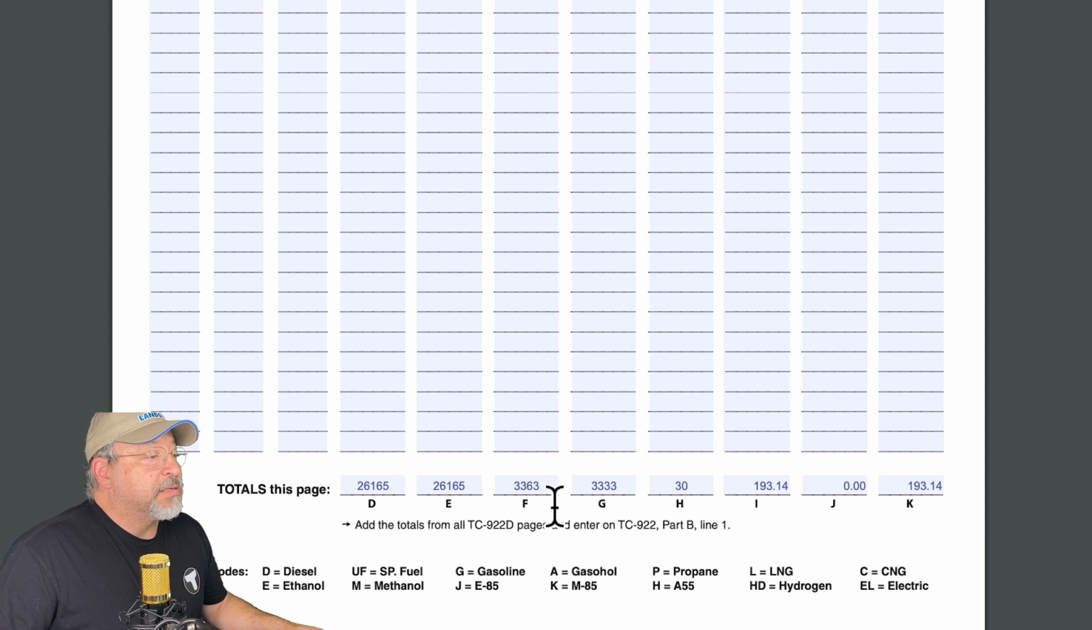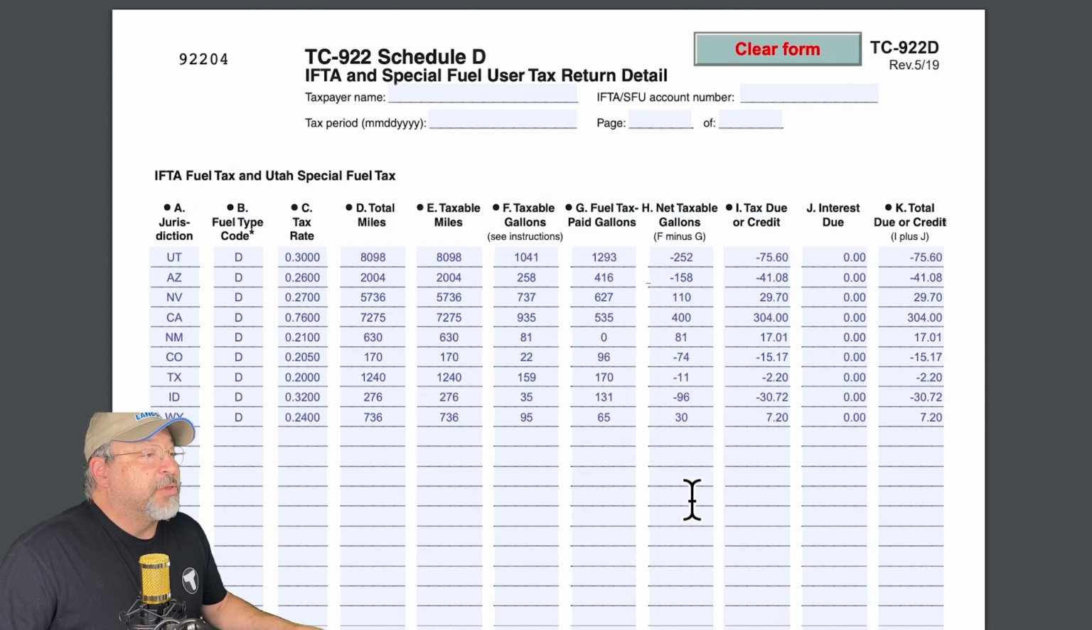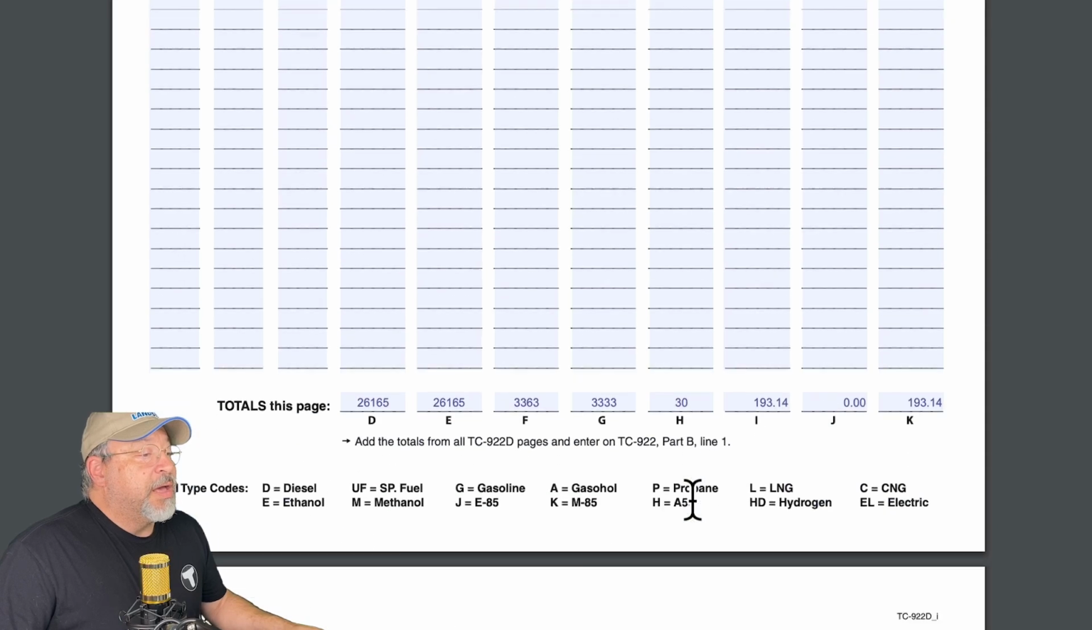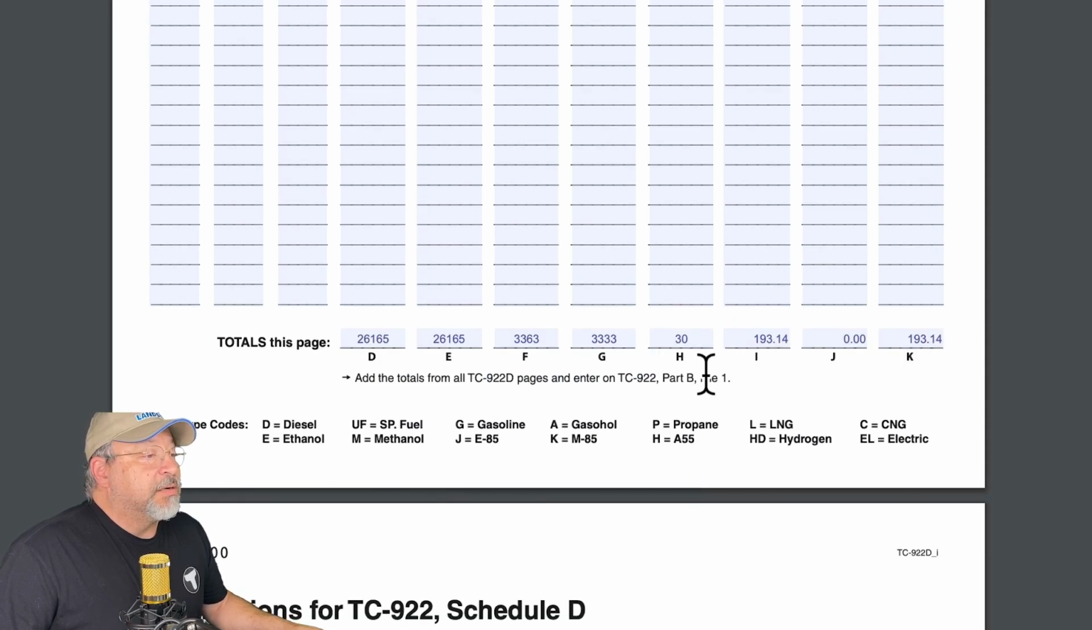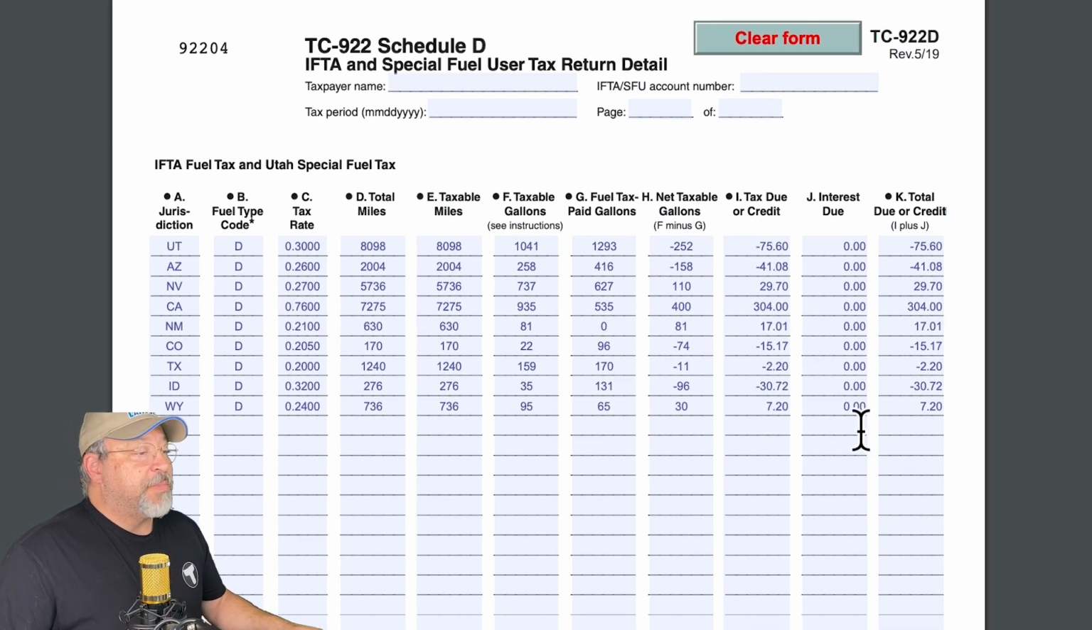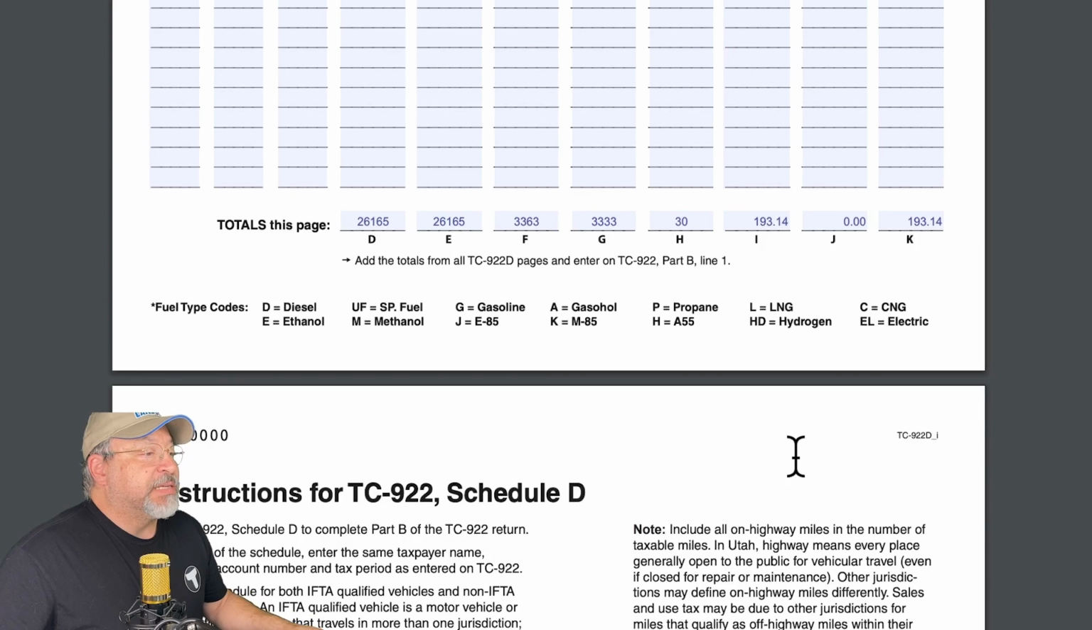These are the gallons that I burnt, 3363. These are the gallons that I purchased. And you can see I was off by 30 gallons. And through the math, those 30 gallons are going to cost me $193.14. Now, you may have to go back, stop the video, and replay some of this just to see again what I'm talking about. But it should make sense to you, all right?